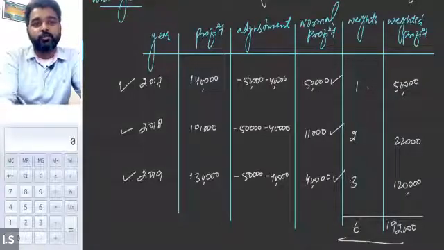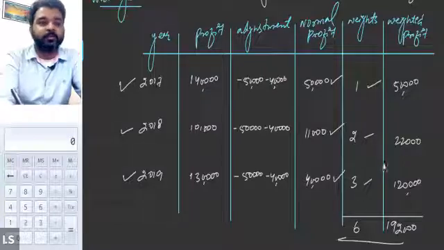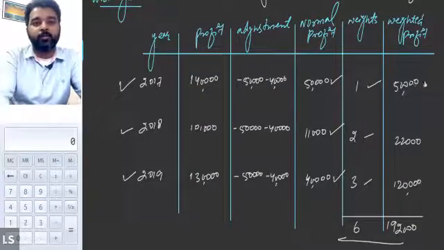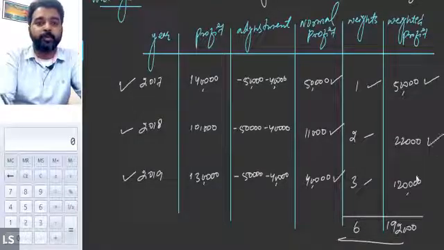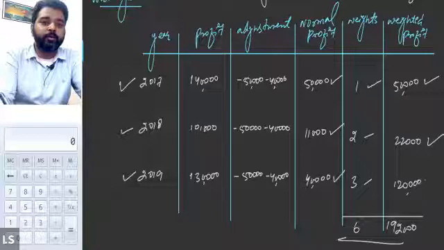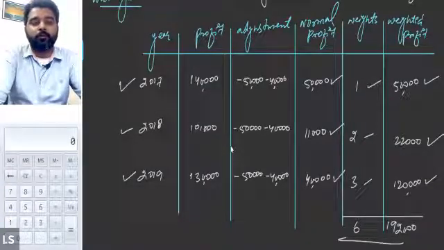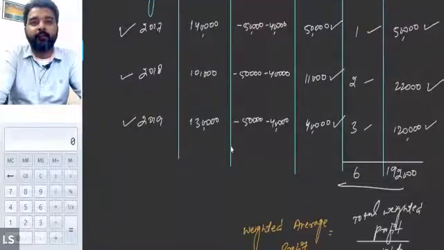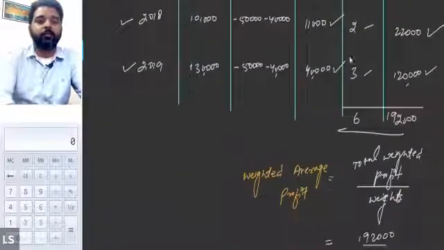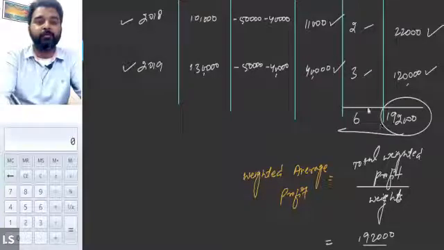Then the weights are also given in the question, 1, 2, and 3 for the 3 different years. So 50 into 1, it will be 50,000. 11,000 into 2, it will be 22,000. And 40 into 3, it will be 1,20,000. Multiplying the normal profit with the weight, we got the weighted profit. After totaling the weighted profit, we got the total weighted profit of 1,92,000. And totaling the weights, we got total weight as 6.